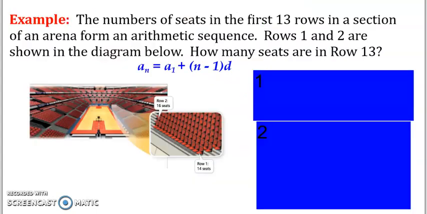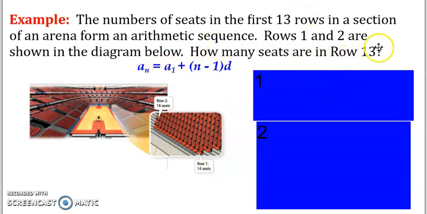All right, let's take a look here. We have a stadium. The number of seats in the first 13 rows follow an arithmetic sequence. That means they increase by the same number as you go back, back, back, back. Rows 1 and 2 are shown in the diagram. Looks like row 1 has 14 seats, row 2 has 16. So I'm already inferring that we're increasing by 2 each time. So we're probably going to add 1 seat to each side. All right, cool. How many seats are in row 13?